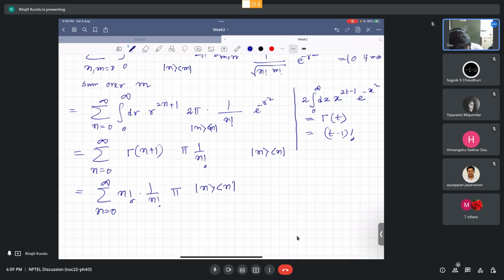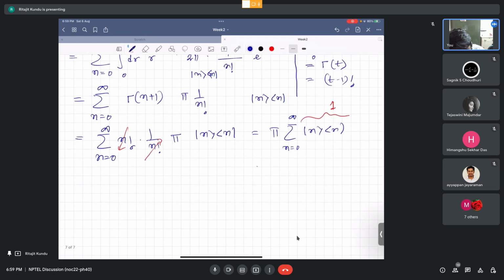You see this n factorial and this n factorial cancel, and what do you get? We get pi times the summation over n from 0 to infinity of the outer product. We know that this is just the completeness relation, so this is just 1. So then it becomes just pi.